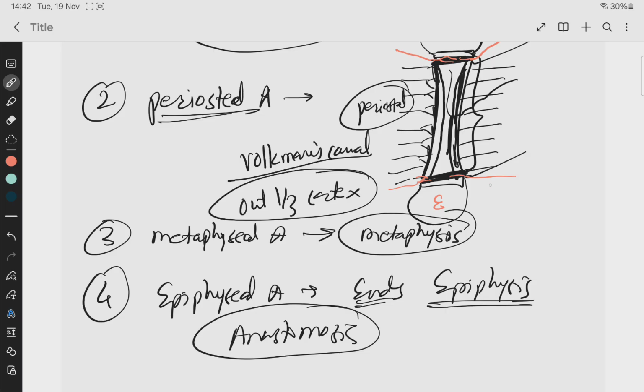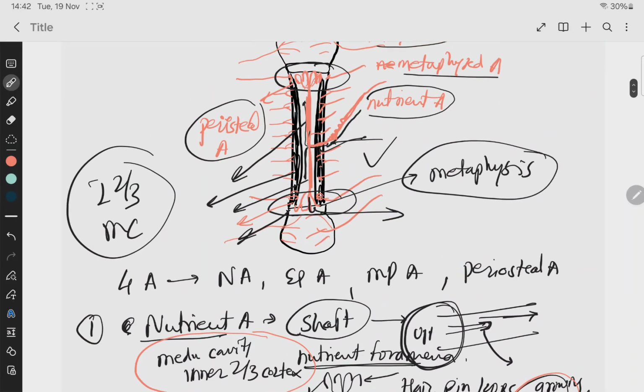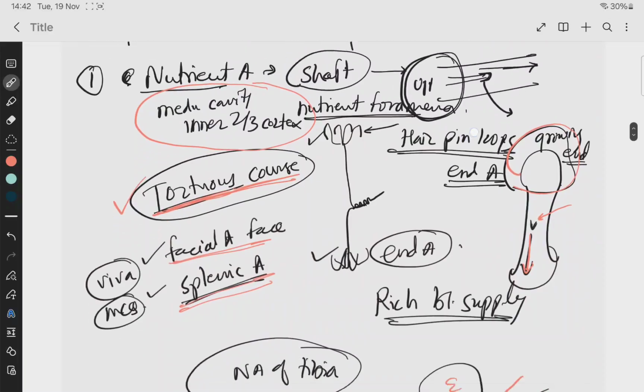You have to draw a diagram, this one, or otherwise the one above, and then you have to draw all four arteries in it and explain it: its branch, how it courses, and which area of the bone it supplies. That's it. Okay, those four things you have to explain.